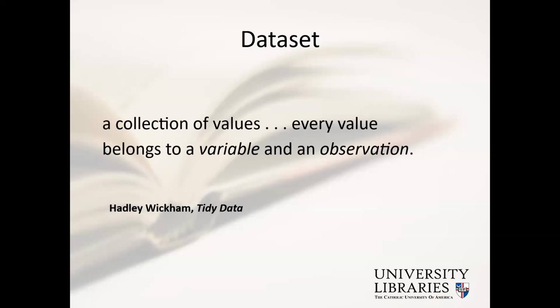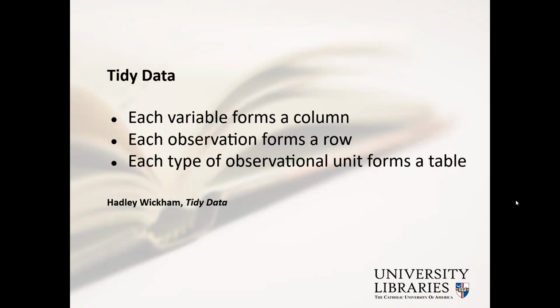So you're looking at a data set, a collection of values, and every value belongs to a variable and an observation. So it's something you have to be cognizant of when you look at your columns. Do they have one variable? Do the rows have one observation, that sort of thing? Each variable forms a column, each observation forms a row, and each type of observational unit forms a table. So once you put it together, you've got this type of table.